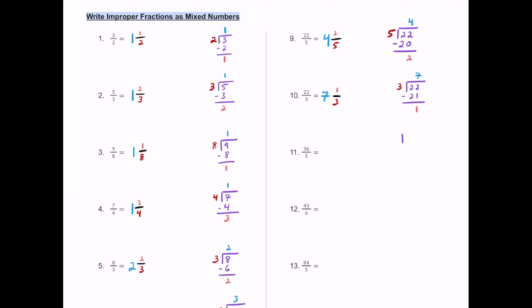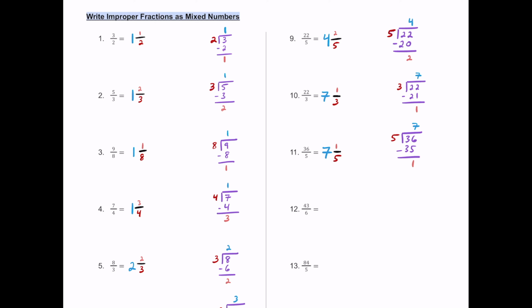For number 11, we have 36 divided by 5, so 36 on the inside, 5 on the outside. 5 will go into 36 7 times. 7 times 5 is going to be 35. So we're going to get a remainder here of 1. So we're going to have 7 entire wholes. And then what's the remainder? Well, we had 1 out of 5 left over, so it's going to be 1 out of 5 for the remainder.